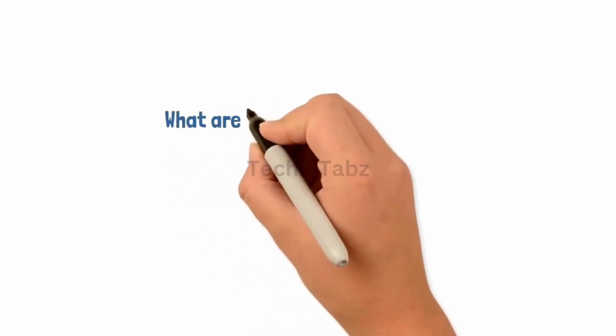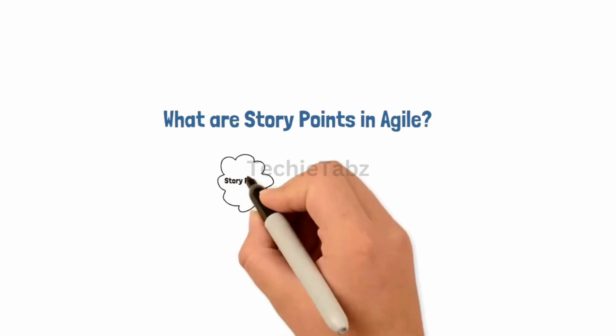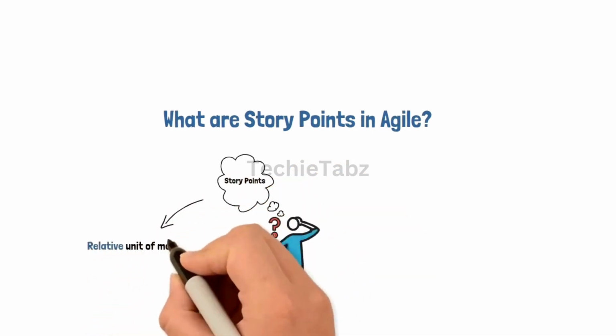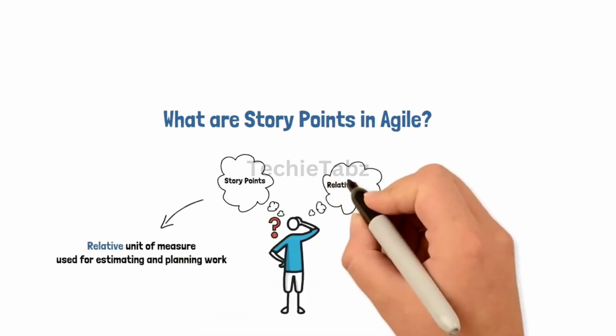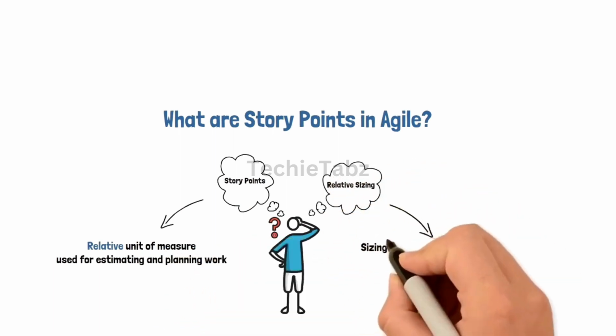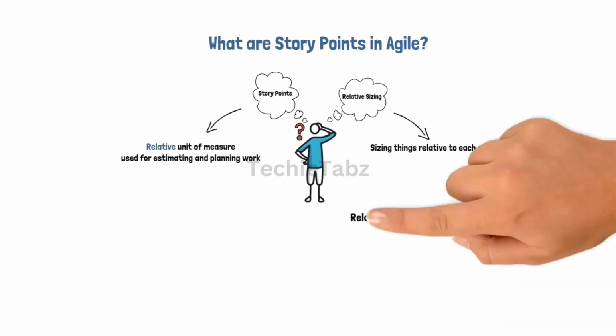In this video, we will answer what are story points in Agile. Let's start with a definition of story points. Story points are a relative unit of measure used for estimating and planning work. Relative sizing is the practice of sizing things relative to each other rather than to an absolute unit of measure.